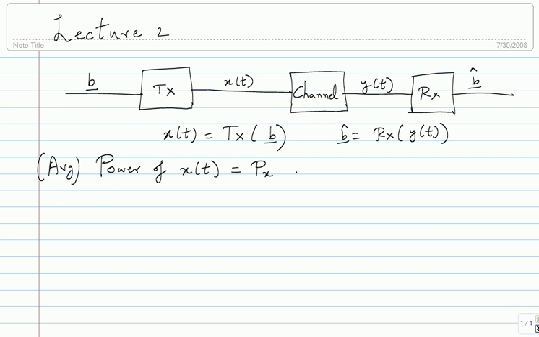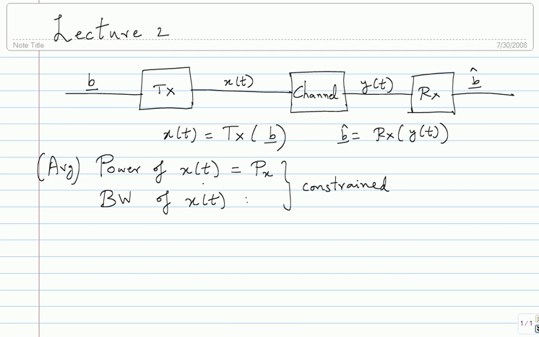The next thing is bandwidth or spectrum. I'll say bandwidth of X of T. This will also be constrained because of the channel and all kinds of other things that I talked about. There will be a constraint on this also. So these two will be constrained. This is what I mean by knowing the channel. You know what your constraints are.